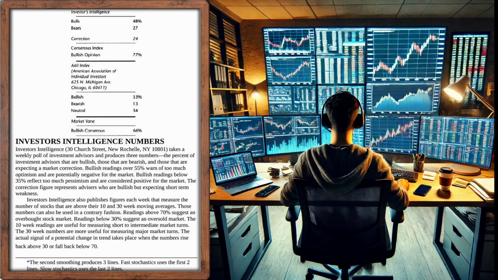Investors' Intelligence numbers. Investors' Intelligence, 30 Church Street, New Rochelle, New York, 10801, takes a weekly poll of investment advisors and produces 3 numbers: the percent of investment advisors that are bullish, those that are bearish, and those that are expecting a market correction. Bullish readings over 55% warn of too much optimism and are potentially negative for the market. Bullish readings below 35% reflect too much pessimism and are considered positive for the market. The correction figure represents advisors who are bullish but expecting short-term weakness.